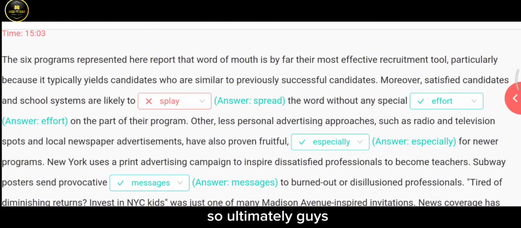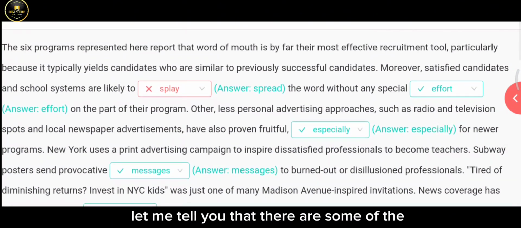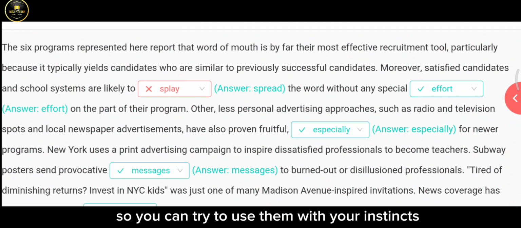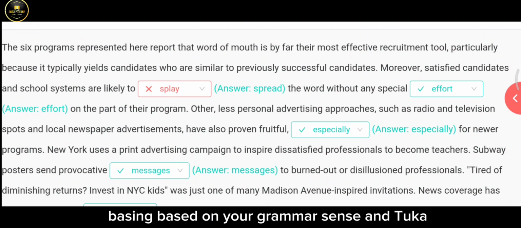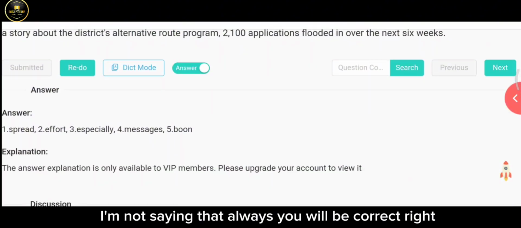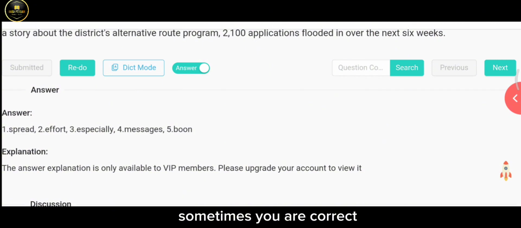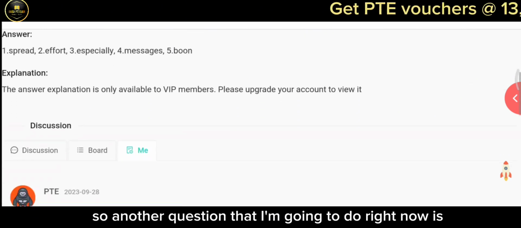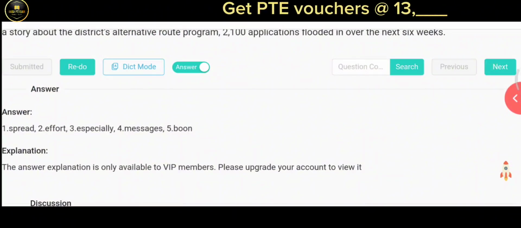So ultimately, guys, let me tell you that there are some tips and tricks that we are using for reading and writing blanks, so you can try to use them with your instincts, based on your grammar sense and tukka. I'm not saying that you will always be correct, right? Nobody is perfect. Sometimes you are correct, sometimes I am correct, but what you have to do is go on with your instincts. Along with that, you have to put some grammar rules and sense as well. So another question that I'm going to do right now, just have a look.